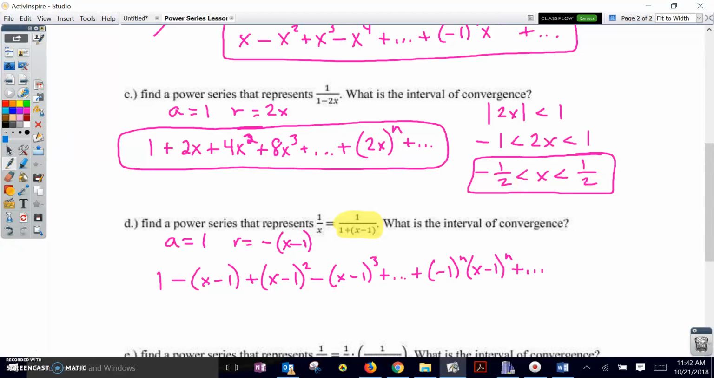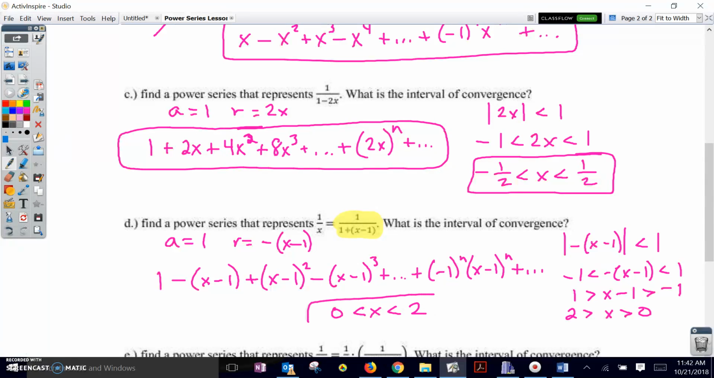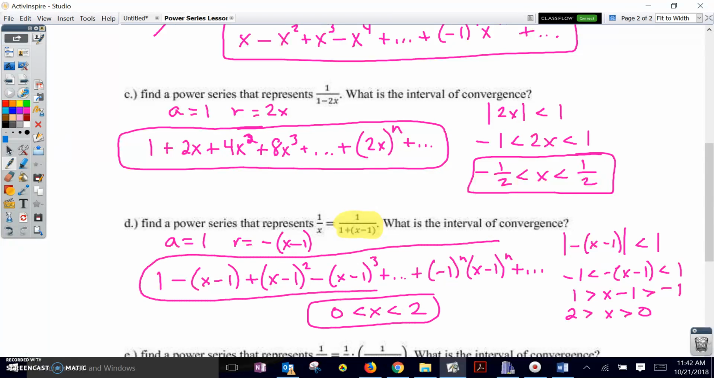And my interval of convergence, in order for this to converge, the absolute value of the opposite of the quantity x minus 1 has to be less than 1. So negative 1 is in between that. Multiplying all three parts by negative 1, you get that. And then adding 1 to all three parts, we end up with our interval of convergence being from 0 to 2. So there's our series for 1 over 1 plus the quantity x minus 1, and there's my interval of convergence.